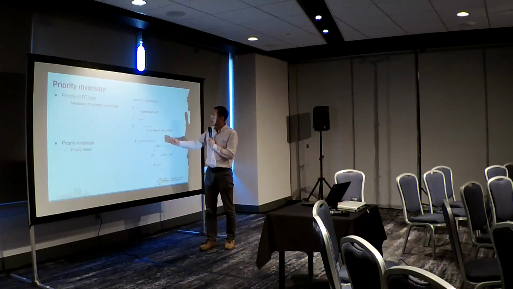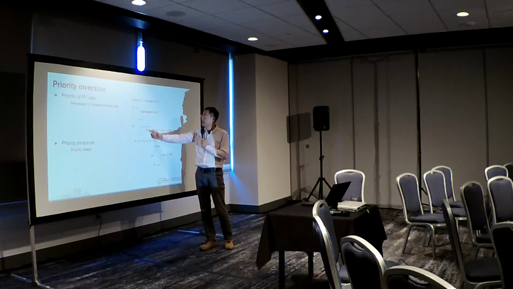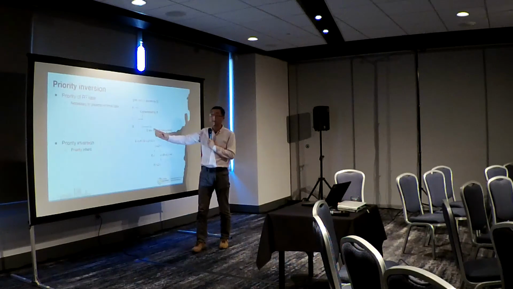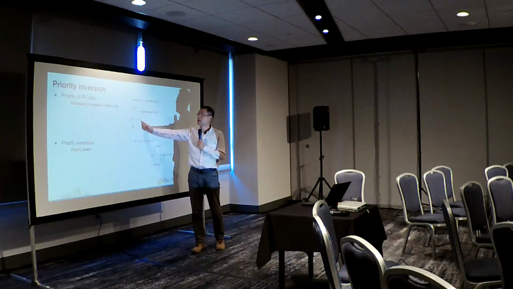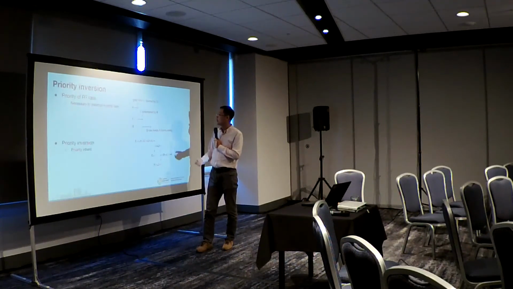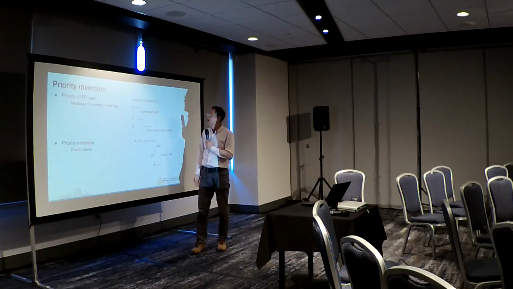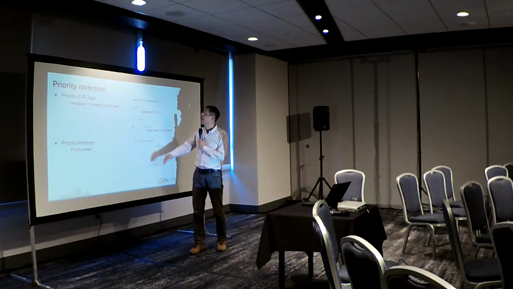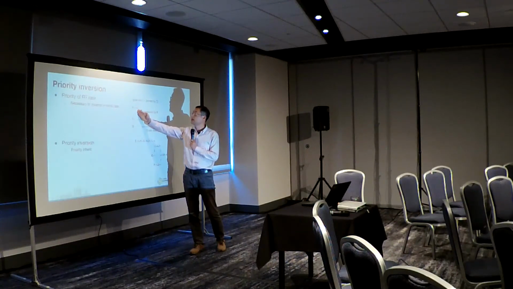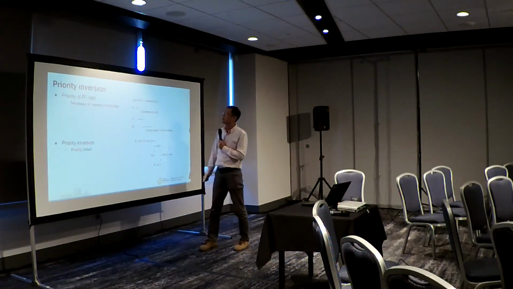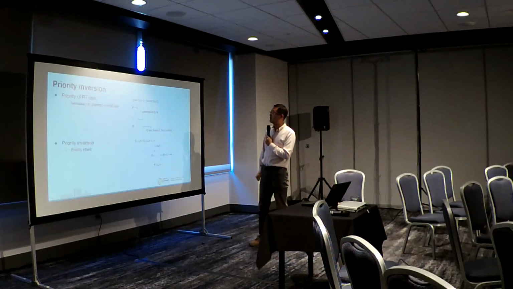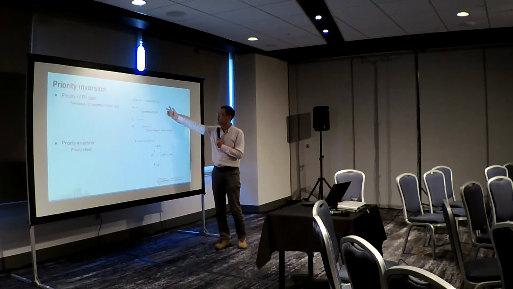But at that time, task B gets launched, and because it has a higher priority than C, it will preempt task C. Because C didn't finish its work, it still holds lock 1. So the result is task A, which has the highest priority, still needs to wait for the lock. So that is a priority inversion. We can see the result is the highest priority task A was blocked by the lower priority task B.